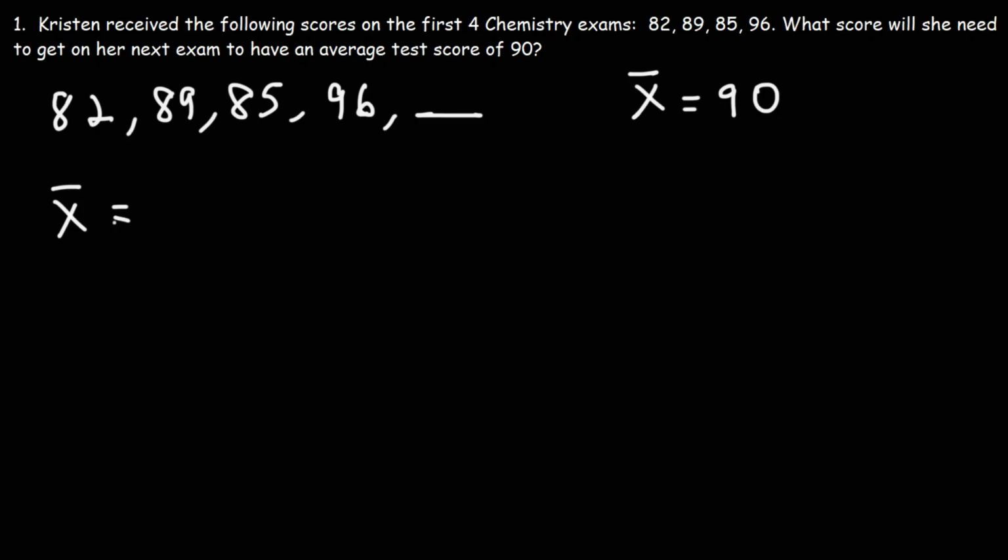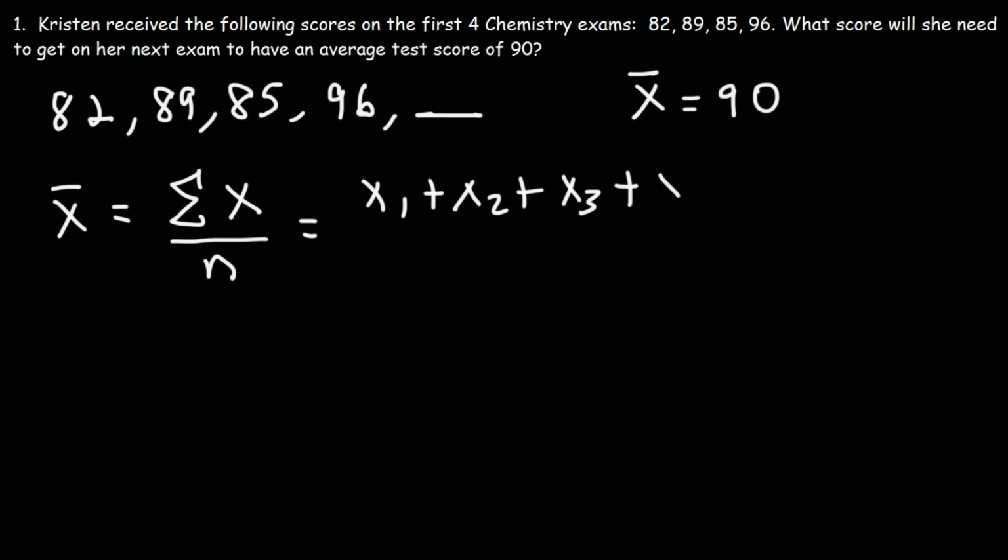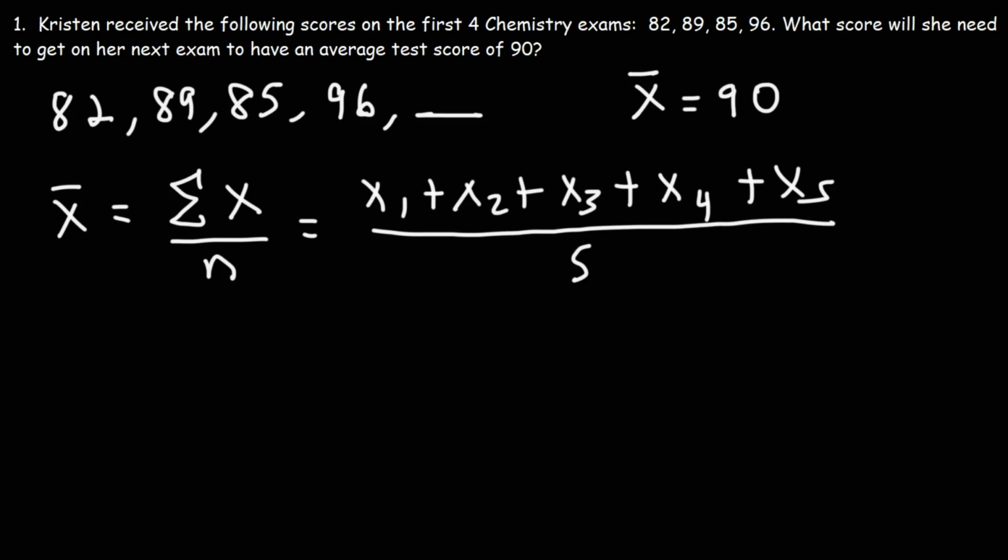The average, or the mean, is going to be the sum of all of the x values divided by n. Of course, you don't have to write the formula this way. You could just write it that way too. So we have 5 x values: x1, x2, x3, x4, and x5. Since we have 5 values, n is 5. Now, we know the mean, we know the first 4 values. What we need to find is the fifth value.